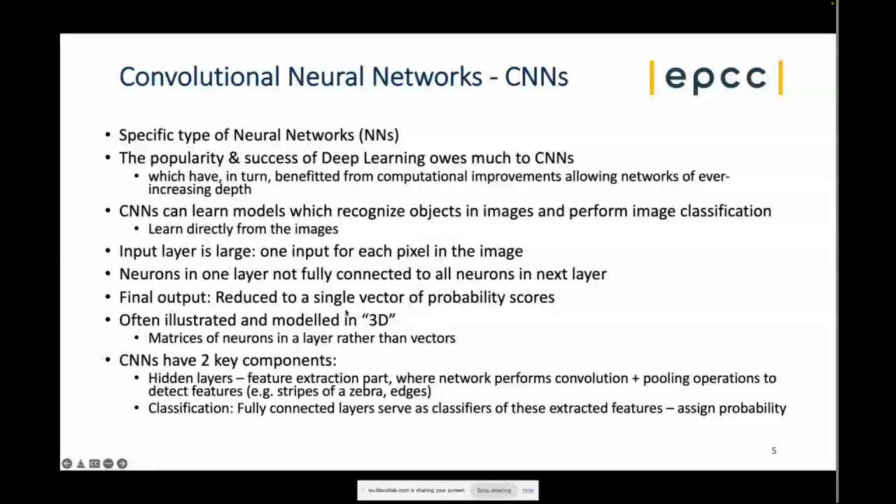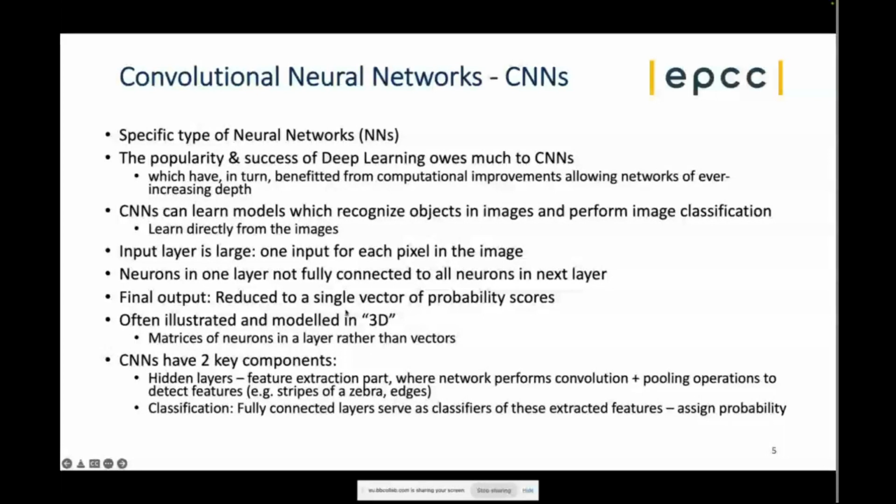CNNs learn models which recognize objects in images and perform image classification. So there are two slightly different tasks there. One is, can you find the bounding box of certain objects in the image, or can you classify this image? Can you tell me whether it's a dog or a cat? Both of those problems can be addressed with CNNs. And the idea here is that we learn directly from the images.